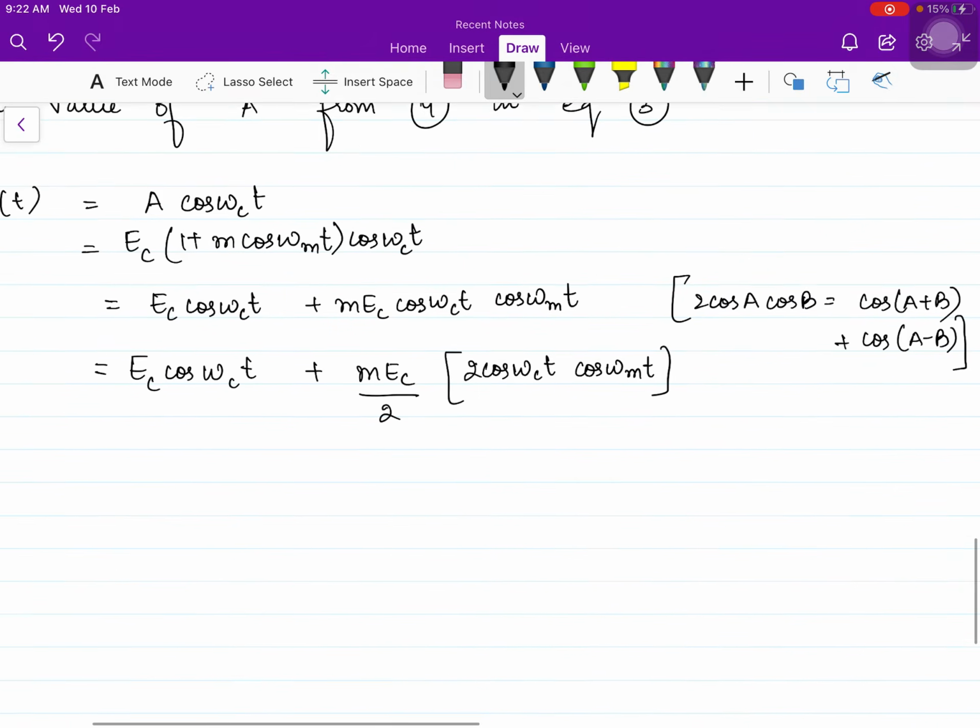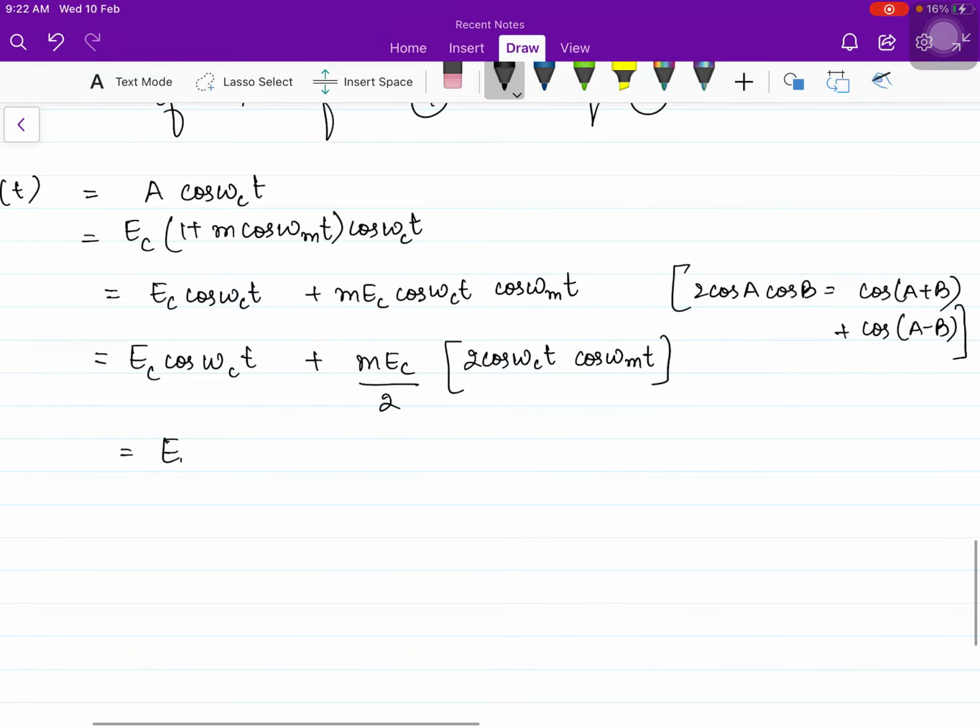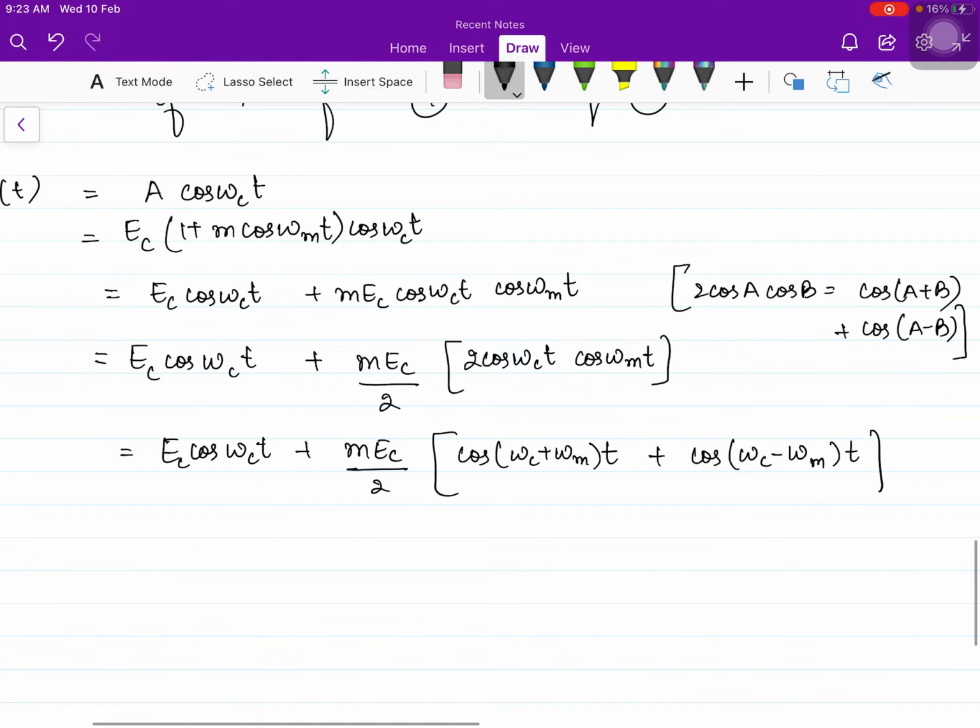And I will use this formula. So it will give me Ec cos(ωc t) + (m Ec/2)[cos((ωc + ωm)t) + cos((ωc − ωm)t)]. I have taken t common. You might be writing cos(ωc t + ωm t) and plus cos(ωc t − ωm t). I have taken t common.